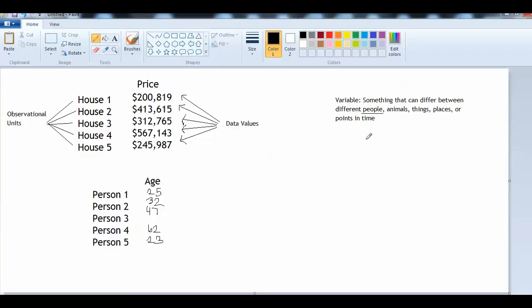What could be another example? College major is a variable because not everyone has the same major in college.